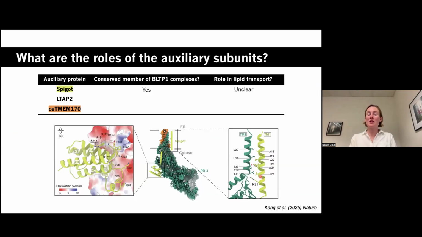And what is its role in lipid transport? That's still unclear to us. But looking at the cryo-EM map, we can see that LPD-3 and spigot interact extensively.